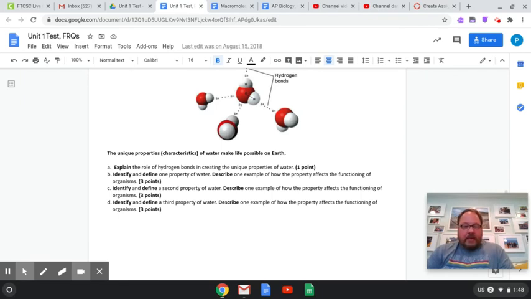B, identify, so a point for identify, define, so you get a point to define, and then describe one example of how this property affects the functioning of organisms. So, pick a property of water, name it, define it, and then describe how it impacts life. Same thing for C and D. So it's basically 3 properties of water, name them, define them, and then describe their biological relevance.